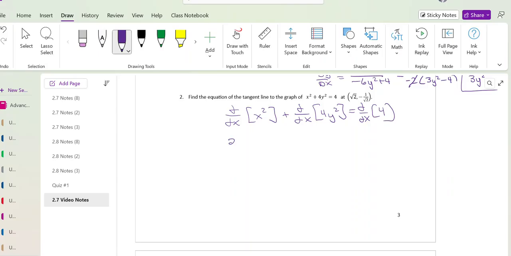Then, when we take the derivative, here we get 2x. Here we get 8y, but then we have to multiply by dy/dx, because it's a y and we're differentiating with respect to x. And then this is 0. So now we want to solve for dy/dx, because that's the slope of the line. Remember, derivative is slope. So we're going to move the 2x over. Then divide by 8.